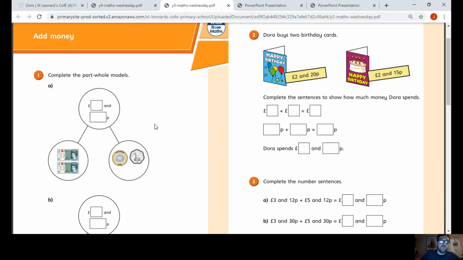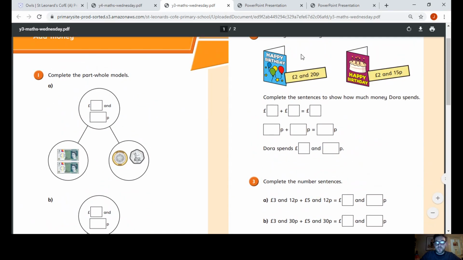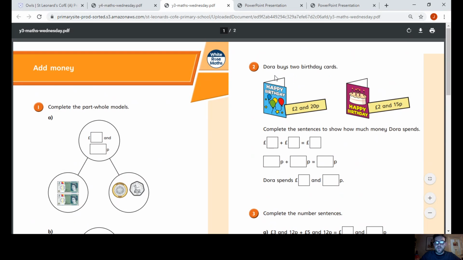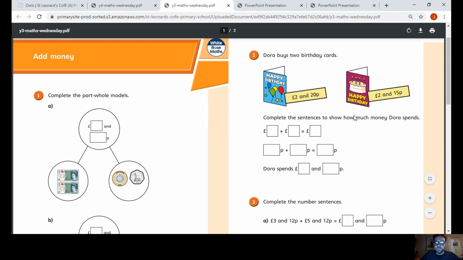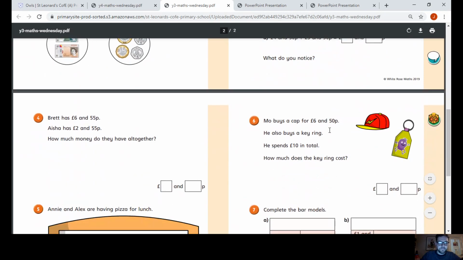So remember there's 100p in £1. Same type of question down here. Number 2. Dora buys 2 birthday cards. Two prices. Work out the calculations, adding your pounds together and adding your pence together. Again, some different style questions, but exactly the same thing. Add your pence, add your pounds.